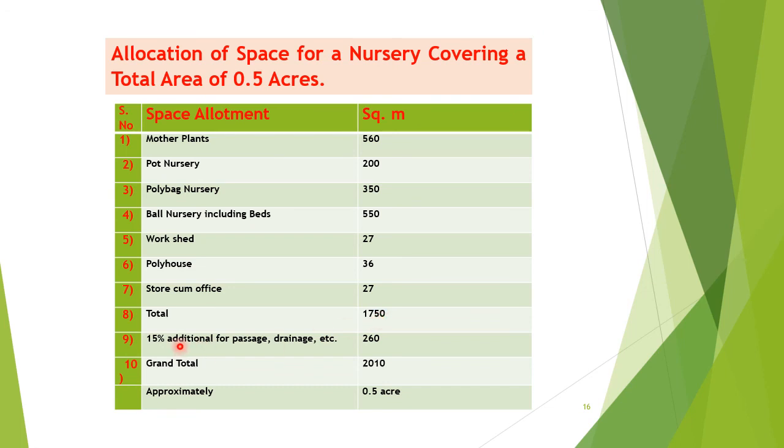And 15% additional for passage, drainage, etc. That's 260. Add it, and the grand total will be 2010 square meters. That comes to approximately 0.5 acre of land. This is how you can plan your nursery. These are the land requirements for a particular nursery operation, and the total area here has been earmarked as 0.5 acres.